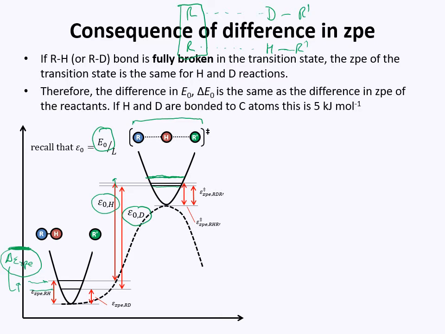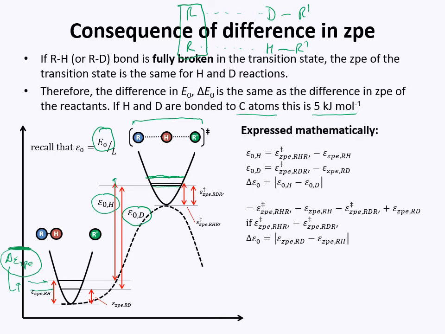Of course, for the example we've been going through so far, for H and D bonded to carbon atoms, that difference is given as 5 kilojoules per mole, or 6 times 10 to the minus 21, I think, joules, or whatever the previous answer was.